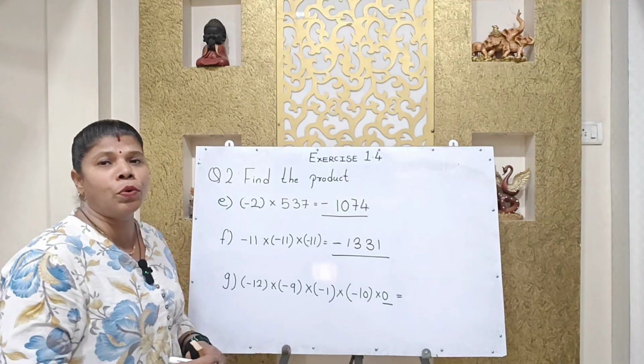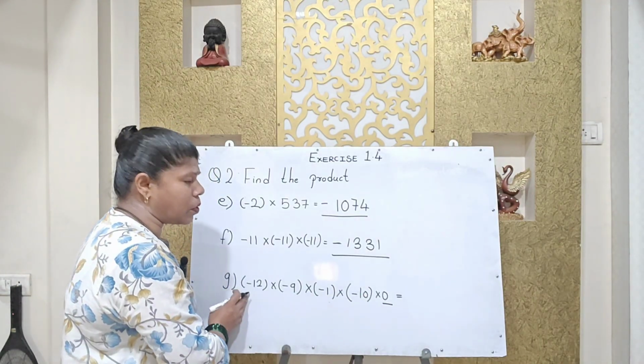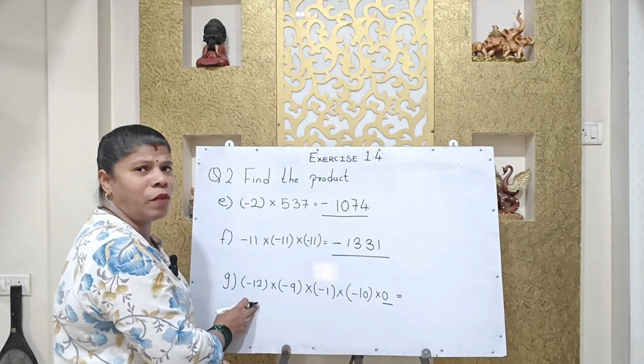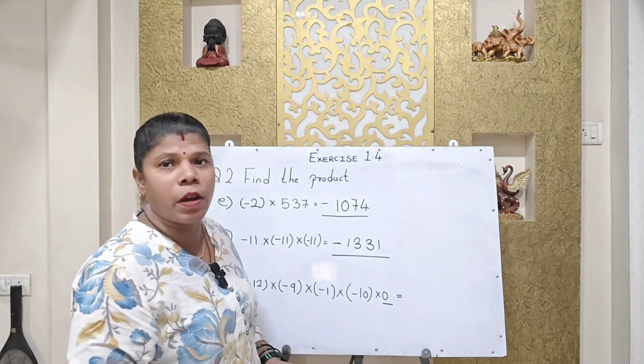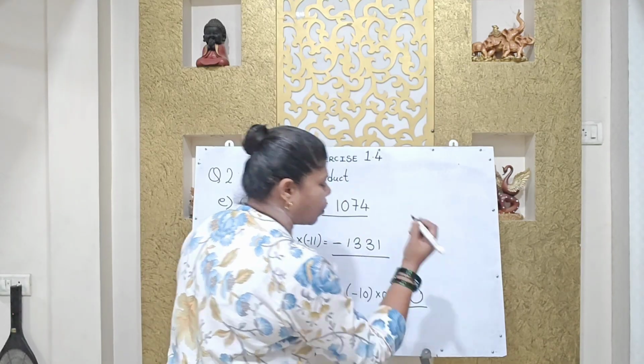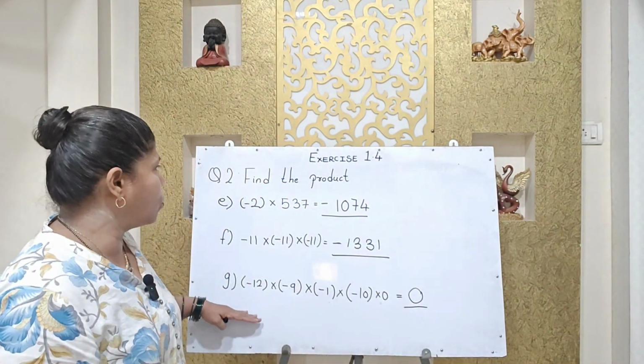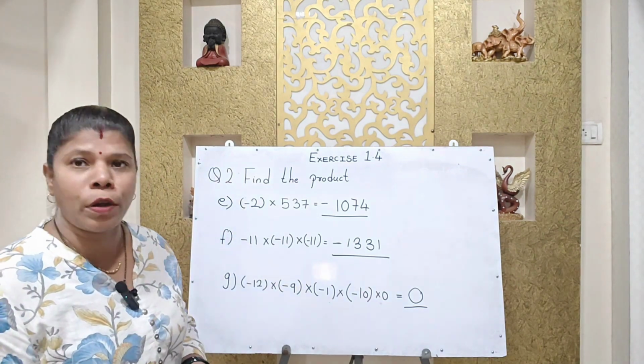So there is no need to do all the multiplication here. If we are multiplying any number with 0, if in any expression there is a 0 and we are multiplying by 0, the answer will be 0. So here our answer will be 0. There is no need to calculate also. समझ में आया? And here we completed question number 2.